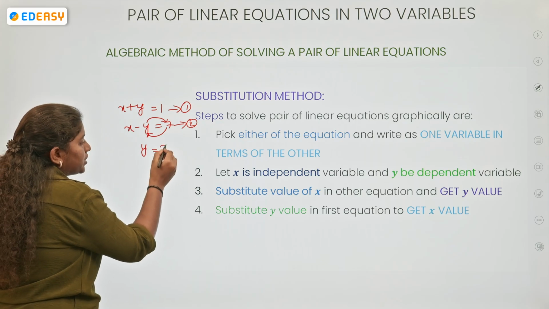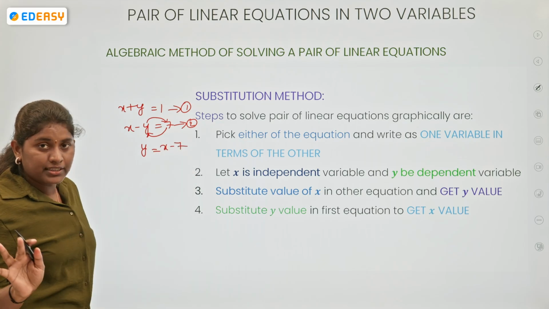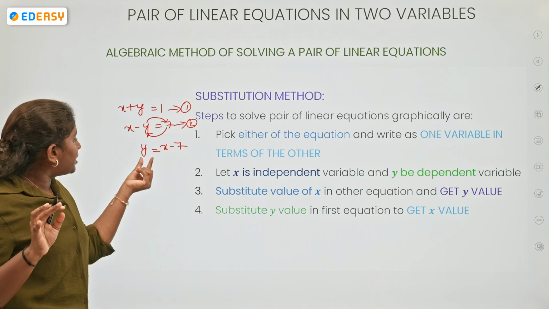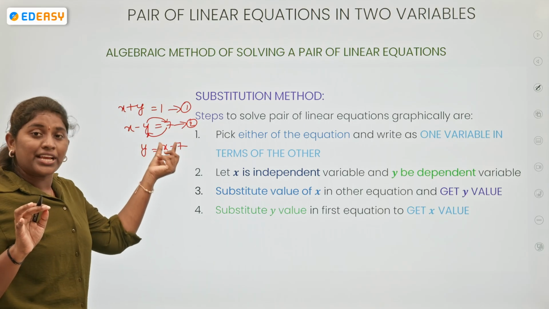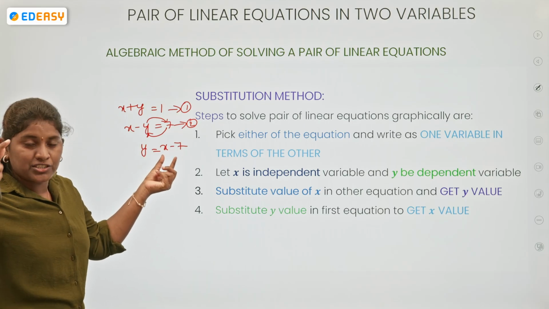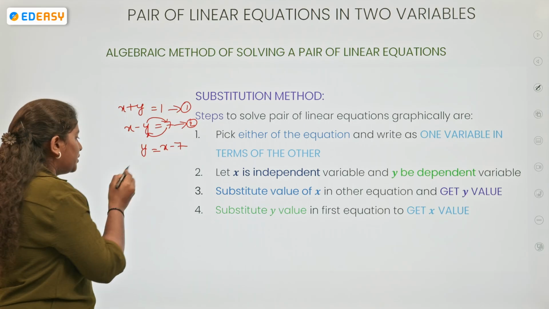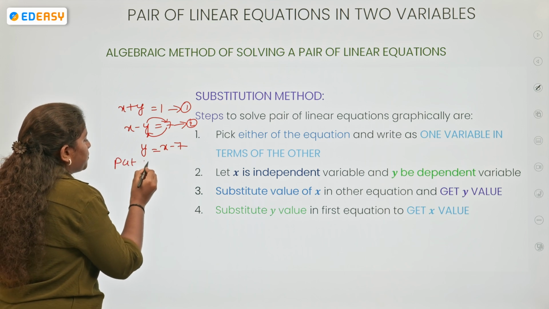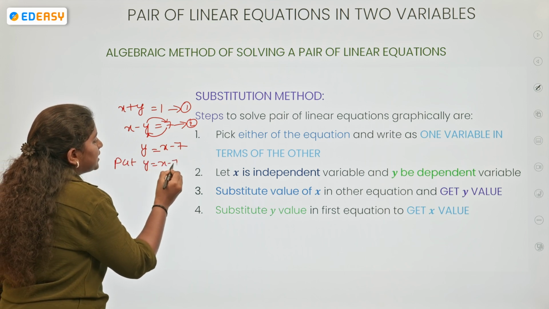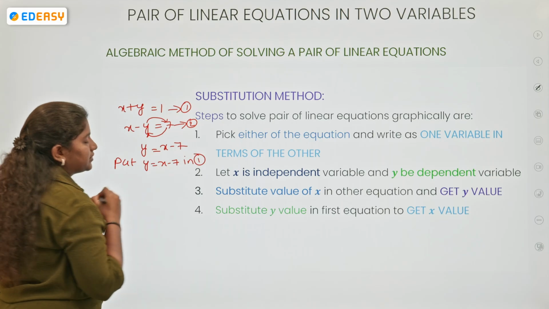So y equals x minus 7. Clear? So I have written y in terms of x from your second equation. Now what will we do? Put y equals x minus 7 in equation 1.